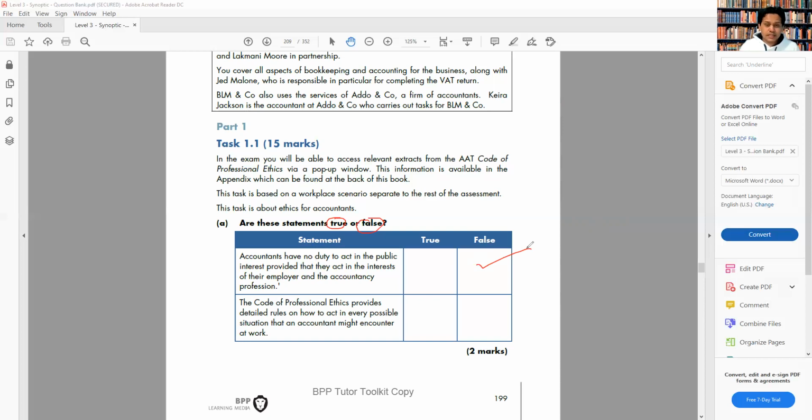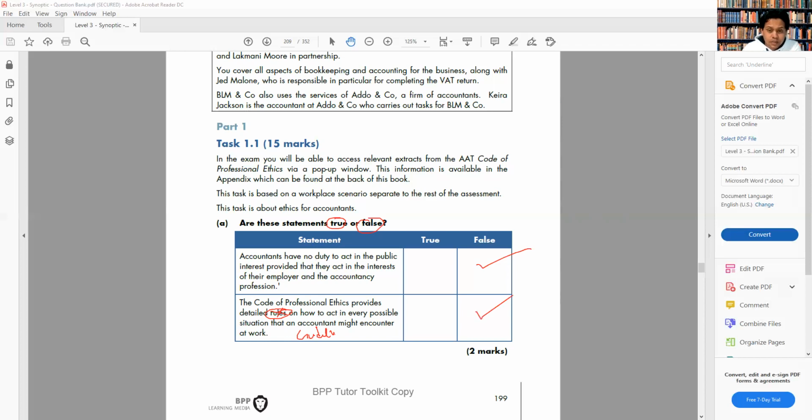the public interest. The next one says the Code of Professional Ethics provides detailed rules. That is absolutely wrong. The Code of Professional Ethics never gives us rules, it gives us guidelines. So this is the wrong word. It gives guidelines on how to act in every possible situation that an accountant might encounter at work. So the professional code of ethics basically gives us guidelines, not rules. So you would say this is also false.